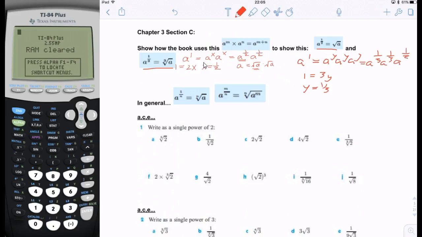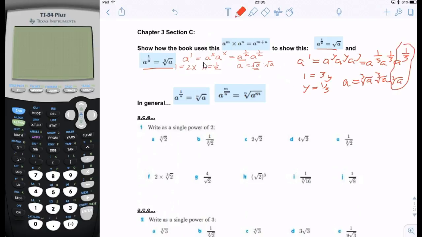But we already know that a to the first is equal to a, and if you multiply the same thing 3 times together to get a, that would have to be the cube root of a times the cube root of a times the cube root of a. So we've just shown that the cube root of a is actually a to the 1/3. Okay? All right.